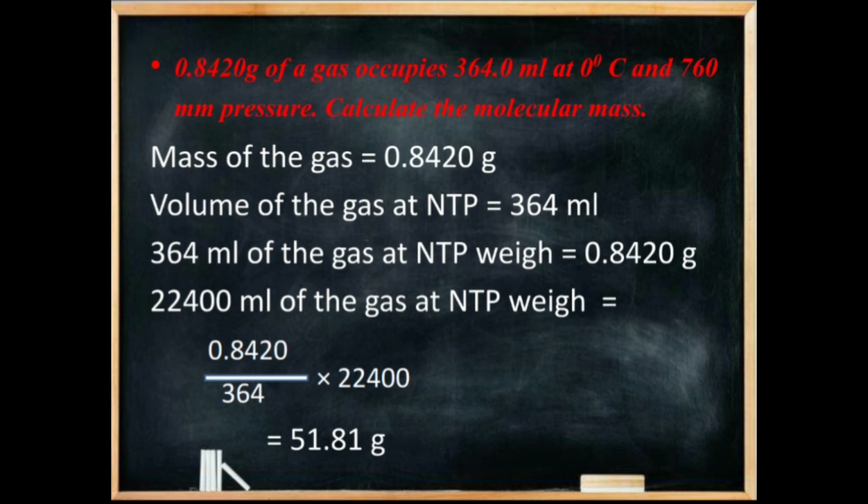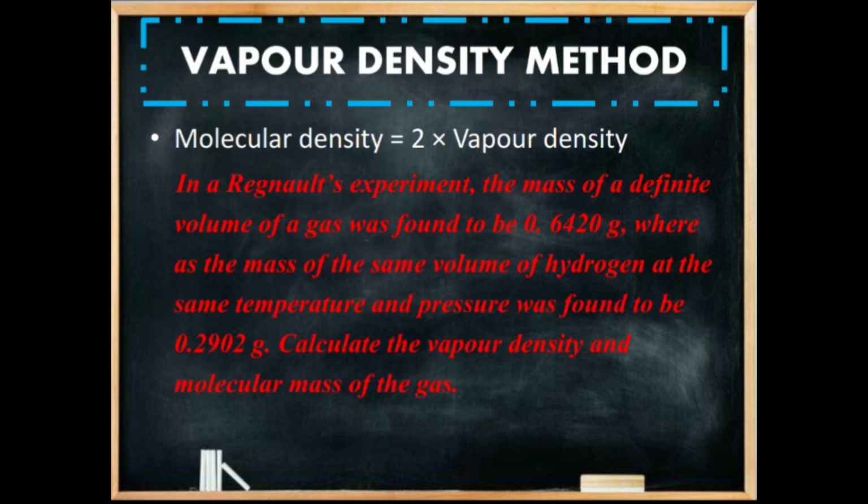Then, the other method for determining molecular mass is the vapor density method. So the formula by using this method is, molecular mass is twice the vapor density. If once we know the vapor density, then it is very easy to calculate molecular mass. So let's solve one question using this method.